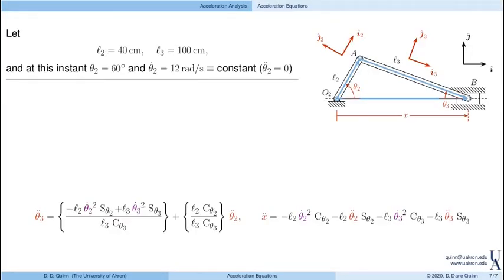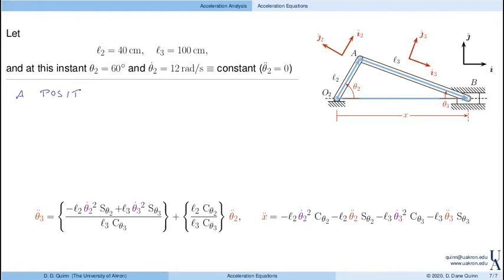So let's look at a really quick example. Again, here we have our slider crank. I'll take L2 as 40 centimeters, and then L3 here will be 100 centimeters. And at this instant, I'm going to assume that theta 2 is 60 degrees. So that's my input position variable. I'm going to assume that theta 2 dot is 12 radians per second. That's my input velocity variable. And I'm going to assume that input speed is constant, so the input acceleration, theta 2 double dot, is equal to 0. Then let's figure out what these output accelerations are.